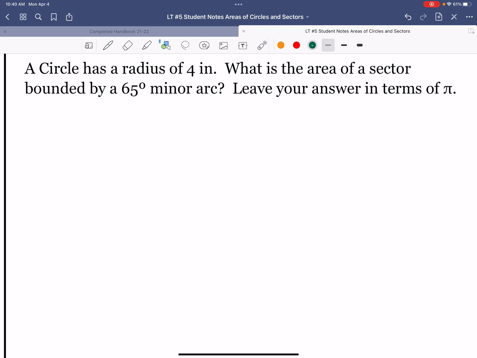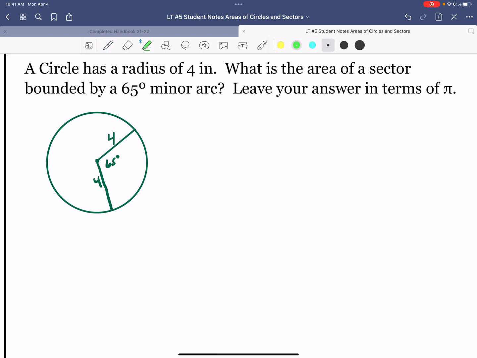Okay, let's see this one. We've got a circle, and the circle has a radius of 4. So we've got 4. And what is the area of a sector bounded by a 65-degree minor arc? So let's see if we can get 65 degrees. We've got another 4 here. And let's get the area of the shaded part, which would be in here. Go ahead, pause the movie, try this on your own, and press play when you're finished.